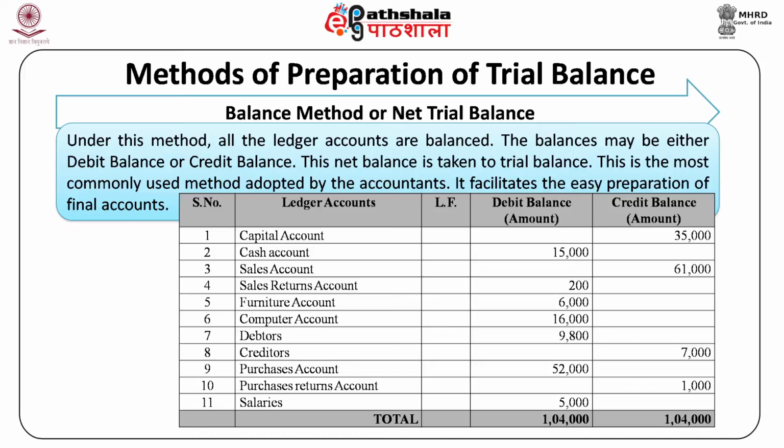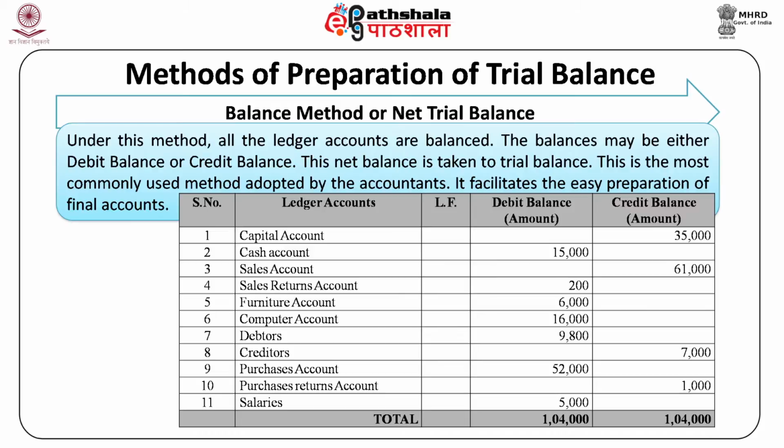The particulars are serial number, ledger accounts, ledger folio, debit balance amount, credit balance amount. 1. Capital account, credit side 35,000. 2. Cash account 15,000 debit side. 3. Sales account, credit balance 61,000. 4. Sales return account, debit side 200.